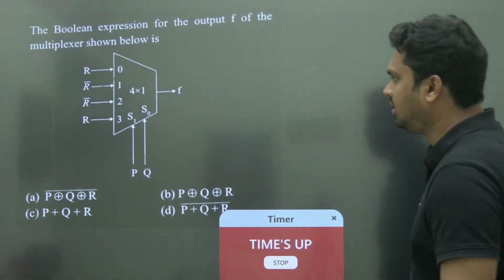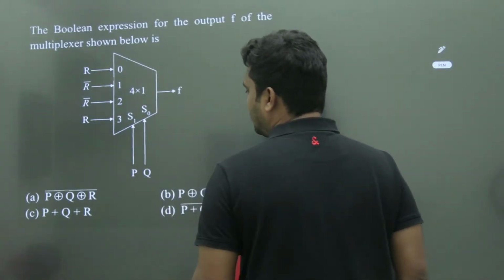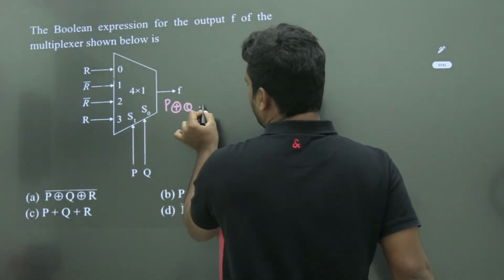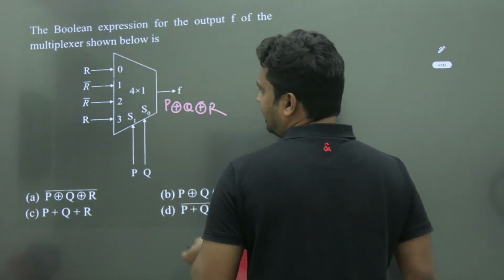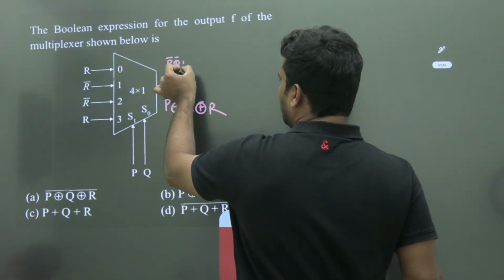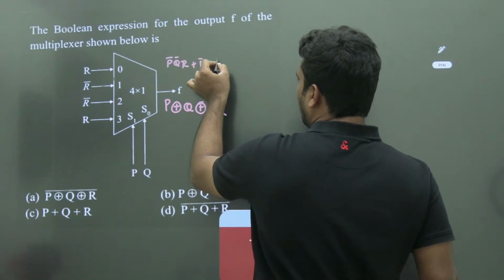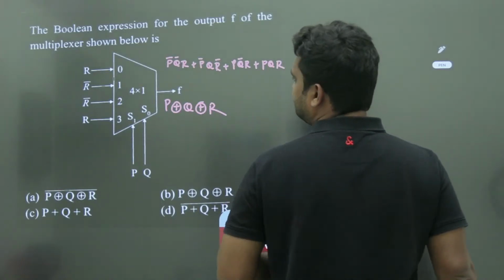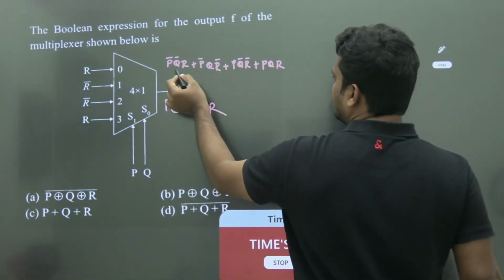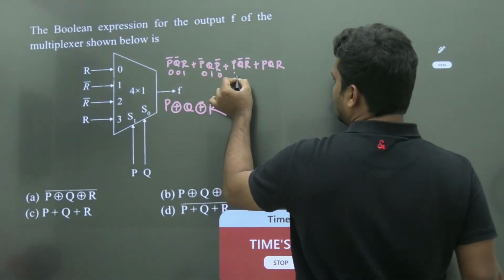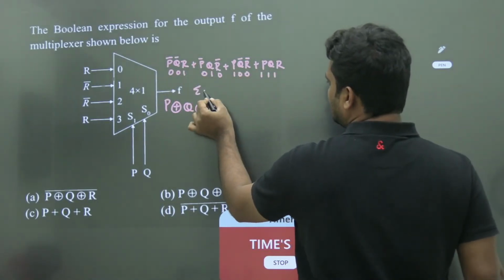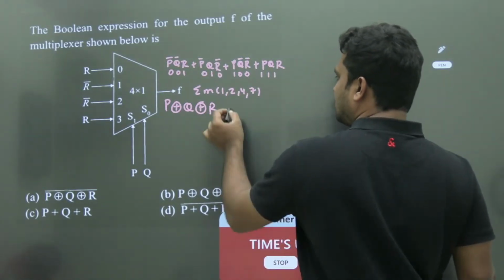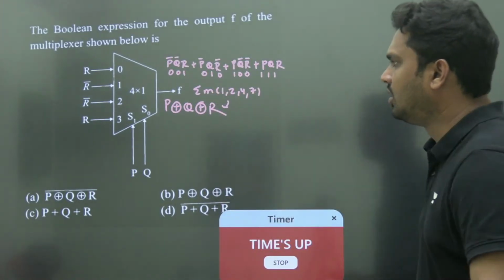Right. Here also, to make P XOR Q XOR R, you should give R bar here. So if you write the expression, you get P XOR Q XOR R. Otherwise it is P bar Q bar R, P bar Q R bar, P Q bar R bar, P Q R. So this will be 0 0 1 0 1 0 1 0 0 1 1 1. Sum of the minterms 1, 2, 4, 7. That is nothing but P XOR Q XOR R. So that is the function implemented.